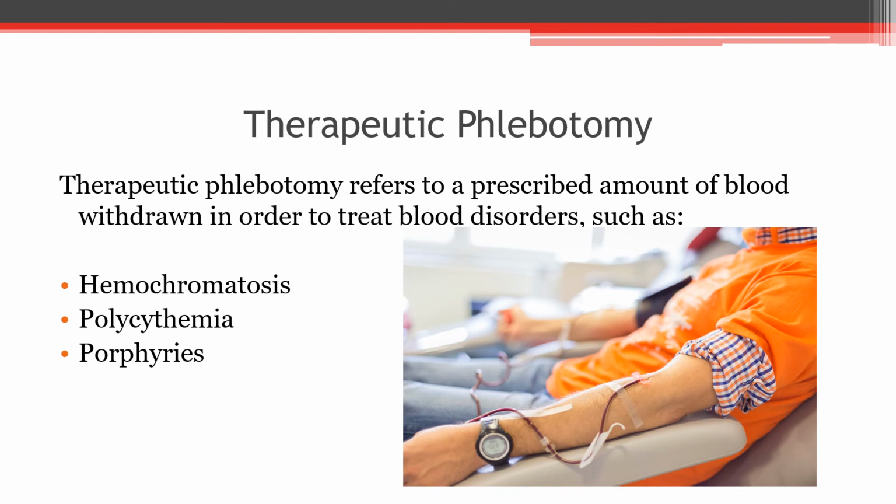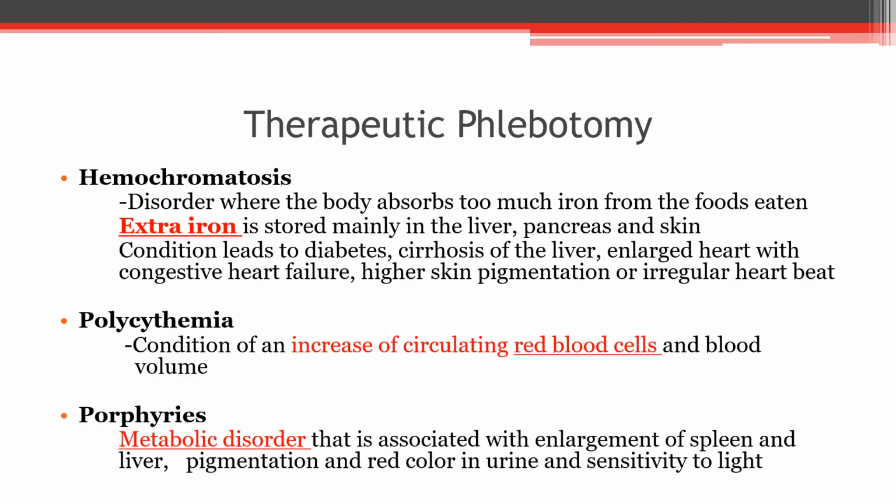Therapeutic phlebotomy. Therapeutic phlebotomy refers to a prescribed amount of blood withdrawn in order to treat blood disorders such as hemochromatosis, polycythemia, porphyrias. Hemochromatosis is a disorder where the body absorbs too much iron from the foods eaten. Extra iron is stored mainly in the liver, pancreas, and skin. The condition leads to diabetes, cirrhosis of the liver, enlarged heart with congestive heart failure, higher skin pigmentation, or irregular heartbeat.